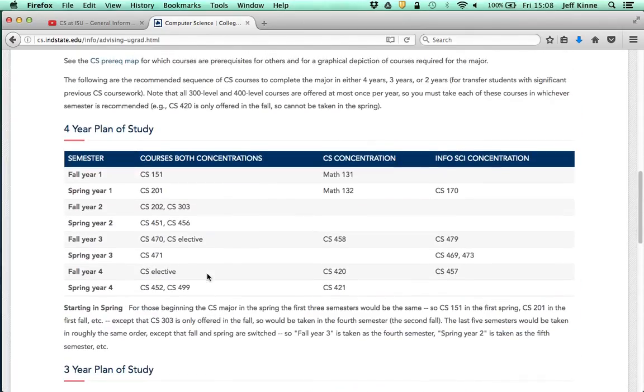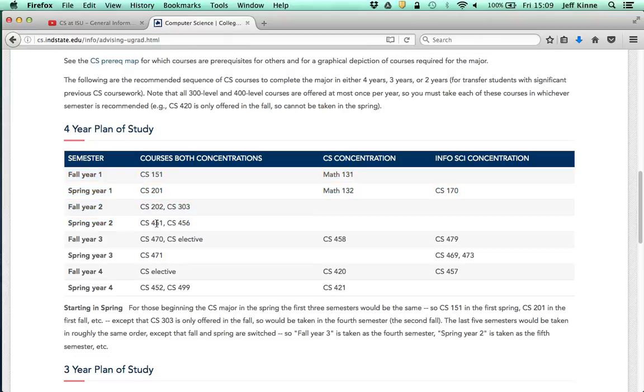If you look at the 4-year plan of study, that's for people entering in the fall as first-year students and going straight through. These are courses that are required for both concentrations and when they would normally be taken. And these are courses in the 2 different concentrations and when they would normally be taken. Especially important is the first 2 years. If you take the courses in the first 2 years in this sequence, they'll work out.